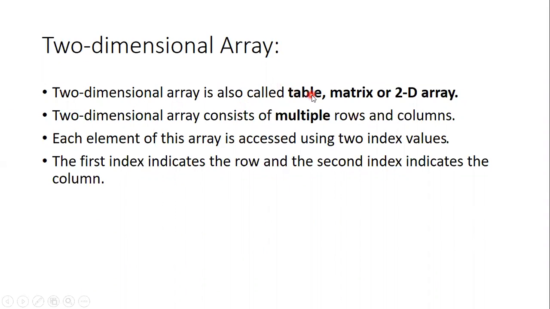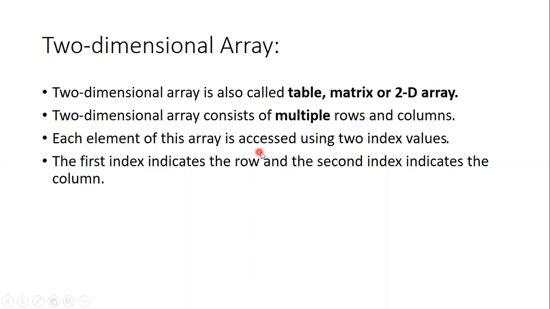A two-dimensional array is also called a table, a matrix, or a 2D array. As we had learned that a one-dimensional array is also known as a 1D array, in the same way the two-dimensional array is also known as a table, a matrix, or a 2D array. It consists of multiple rows and columns. We had learned a restriction in the one-dimensional array, that it can have either a single column or a single row, but a two-dimensional array can consist of multiple rows and multiple columns. So it would look like a table. That's why it's also known as a table or a matrix.